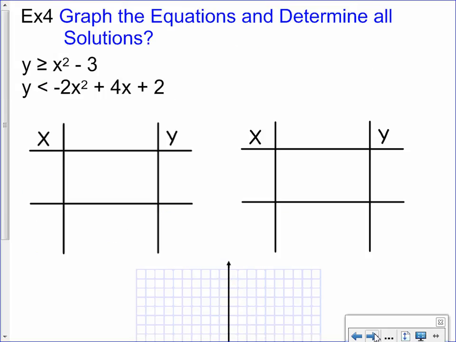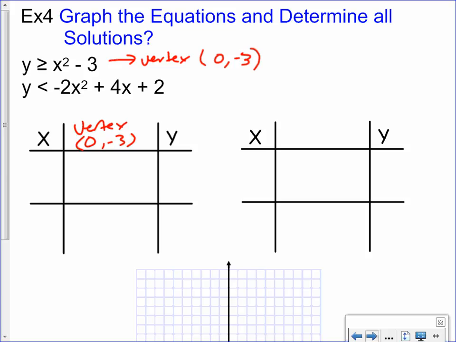Same thing as always. The first one's easy. What's the vertex? It's literally, because that's also in vertex form too, because it's just x minus 3. So this one's vertex is going to be at 0, -3. Right? So is that 0, -3.